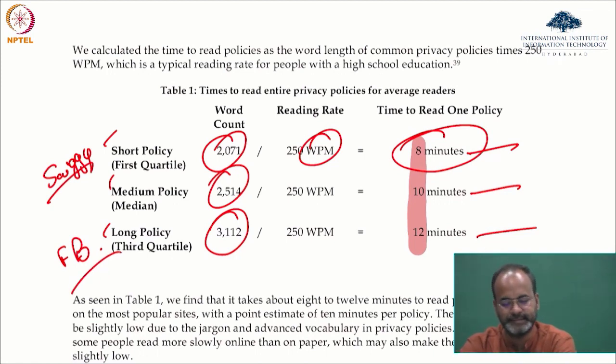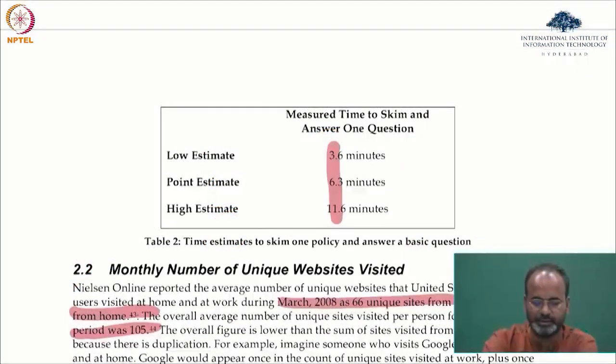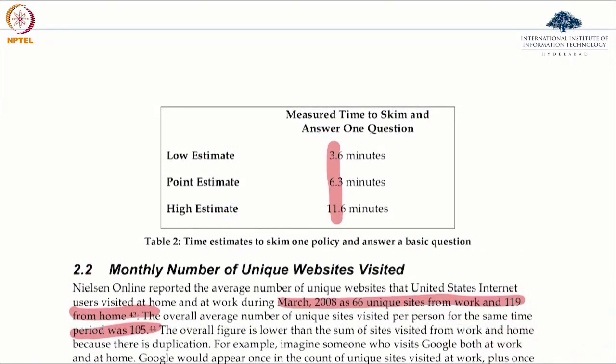Right. So 8 minutes per policy for a Swiggy. And then this one, time estimates to skim one policy and answer basic questions. So that's about reading, right? This is about the measured time to skim the privacy policy. I'm not really reading it.